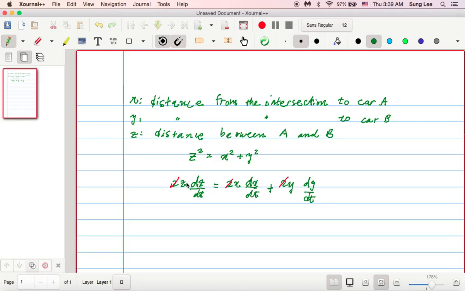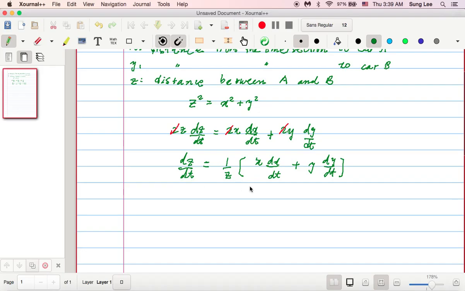So what we are trying to find is actually dz/dt. If we solve this for dz/dt, that's going to be 1 over z multiplied by x times dx/dt plus y times dy/dt. So once we know all these quantities, x, y, z, dx/dt, dy/dt, then we can calculate dz/dt. So let's go back to the question again.